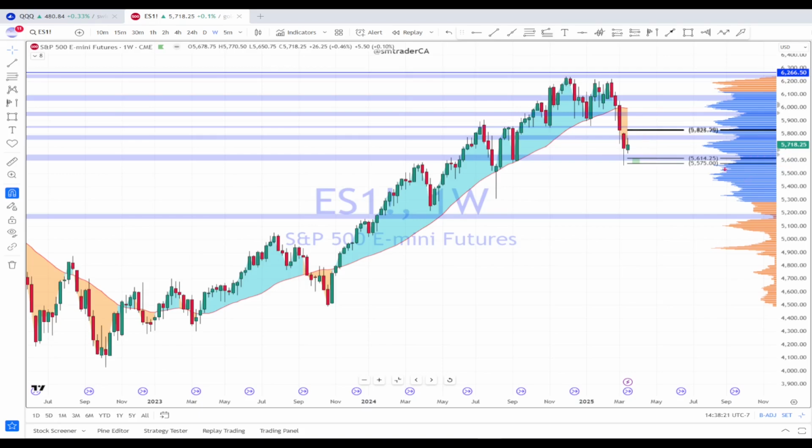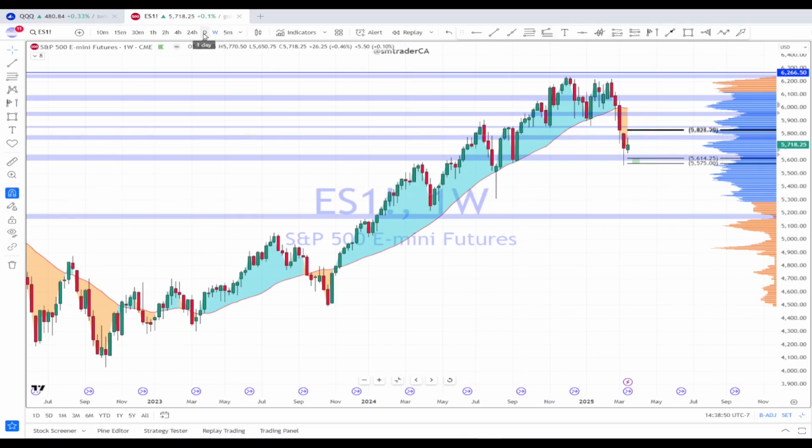Because right now, I don't believe that this pullback is completed yet. So we're most likely going to see some sort of a lower high and then a lower low. Maybe it will come down to this area, somewhere around the 5,200 level.